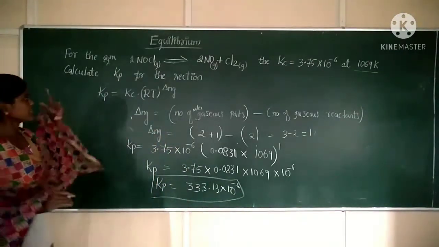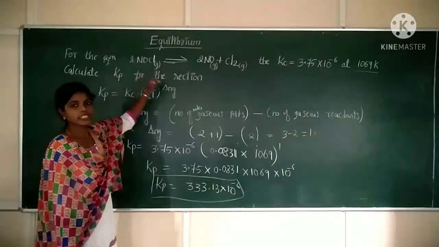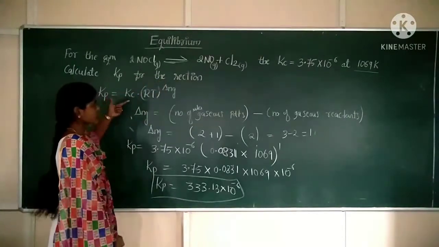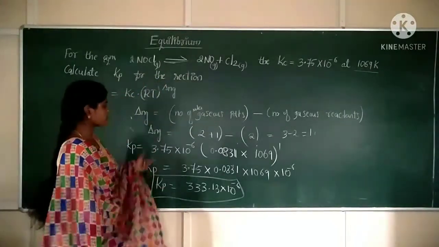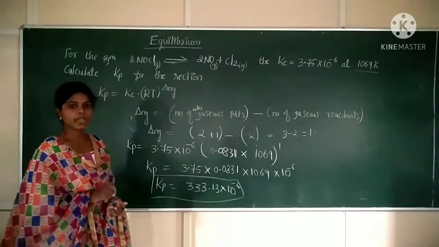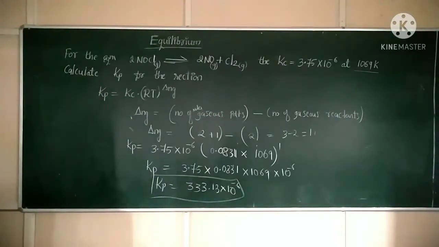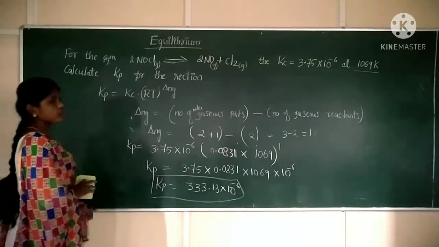Okay. Kc is given for the reaction. Kp we have to calculate. Temperature is also given. So by substituting the values, you will get a Kp value. Okay. So this is the first problem. Next problem.